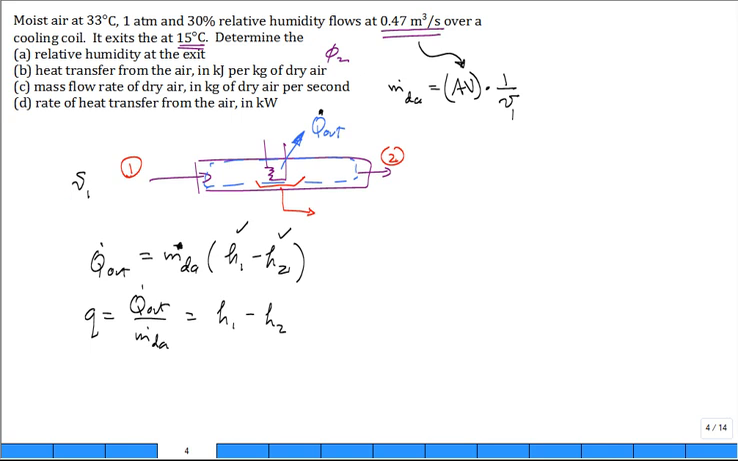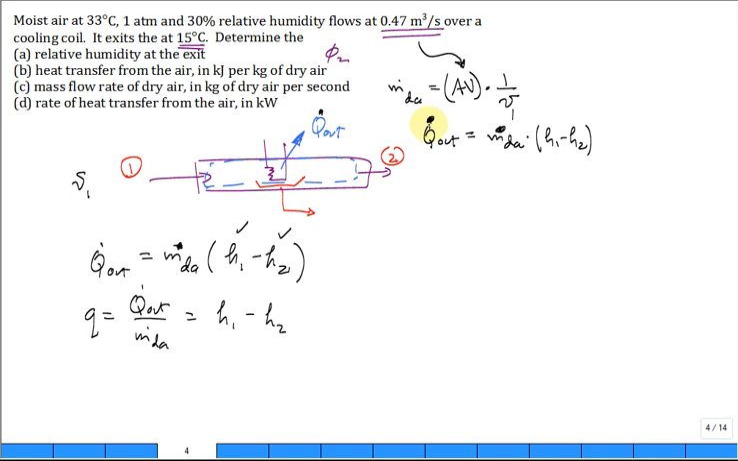And then the last, for part D, what is the rate of heat transfer from the air? Q dot out. Well, you would just use the answer from part C and the answer from part B to calculate Q dot out.